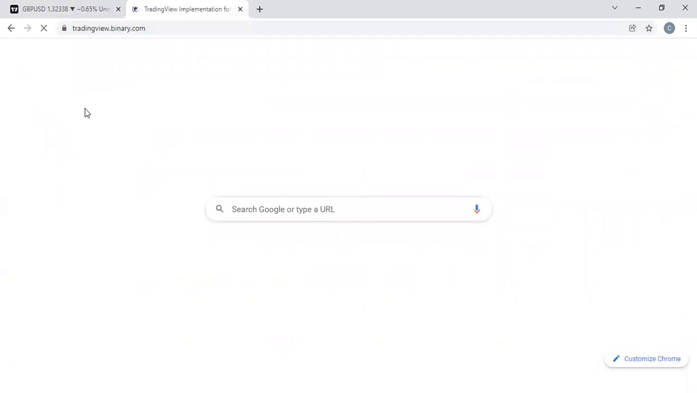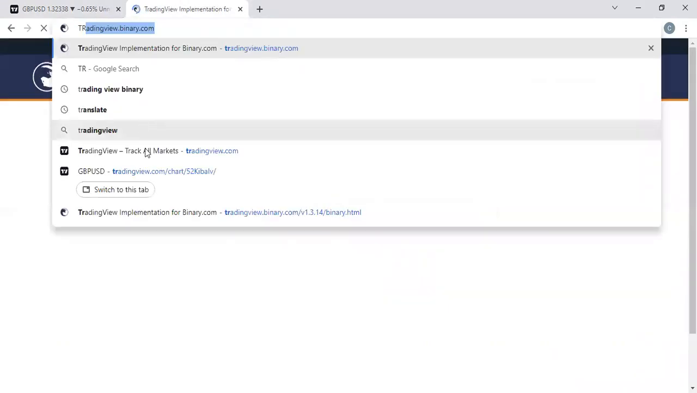So I'm not dealing with binary. Looking at the main trading view.